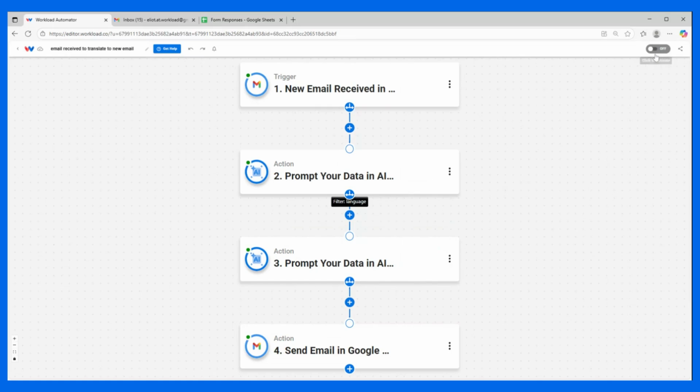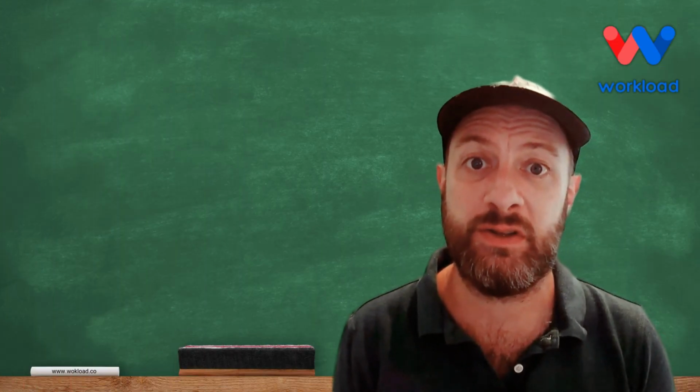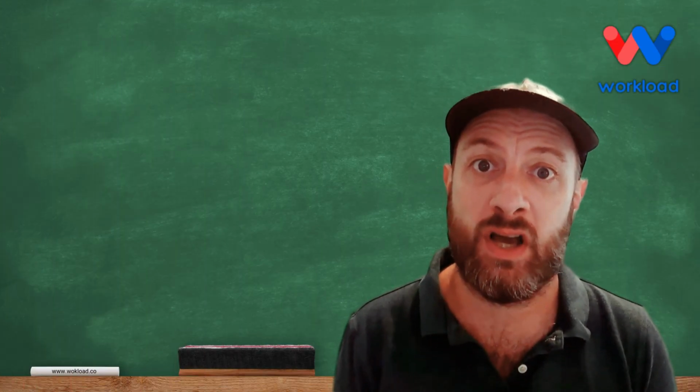And so now, whenever I receive a new email in Gmail, the AI Wizard will determine whether or not it needs to be translated. If it does, then it will be translated and then sent again to my Gmail account. That's how you can use the AI Wizard by Workload to automatically translate incoming emails.